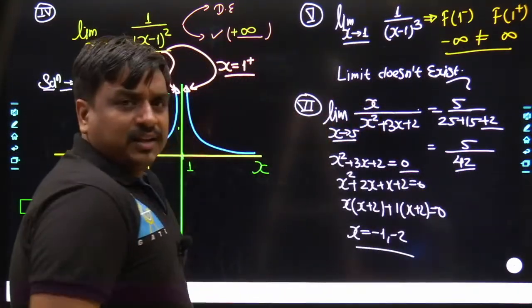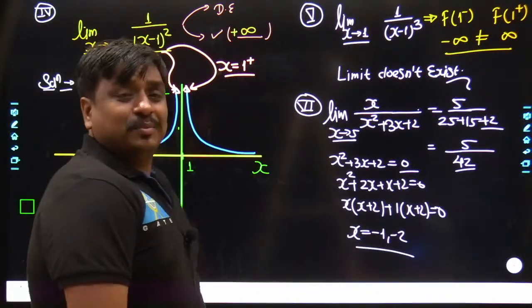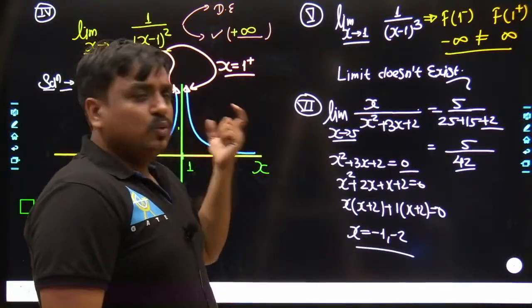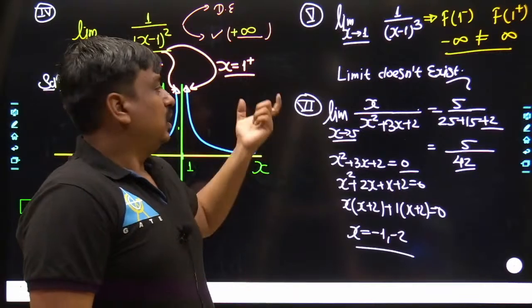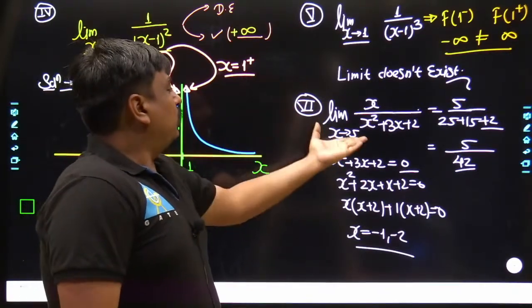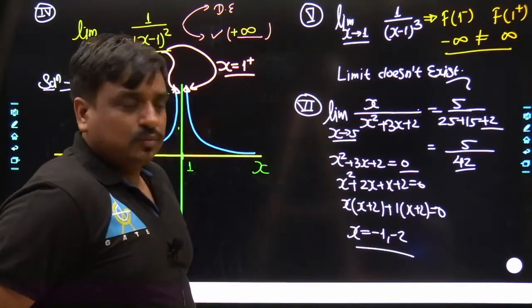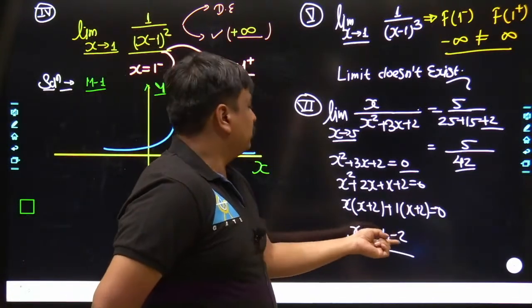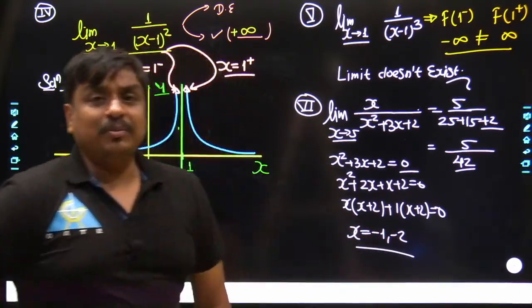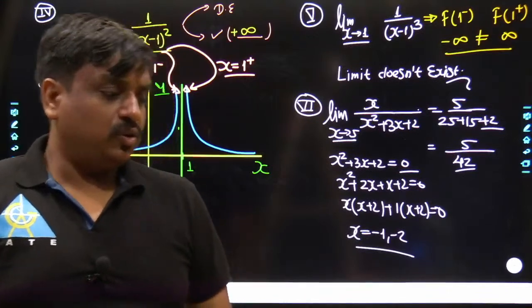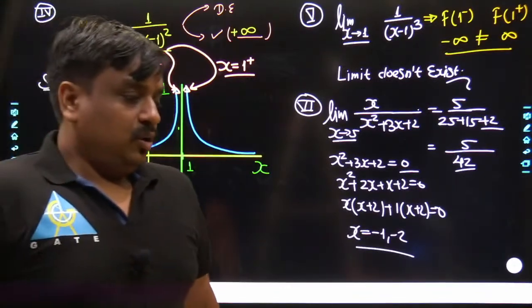Why have I deliberately taken this problem? Because many students have a misconception that whenever they have real polynomial roots or real poles, the limit would not exist. No, the limit would not exist at minus 1 as well as minus 2. But here the calculation has been made at x equals 5. No doubt. No problem.